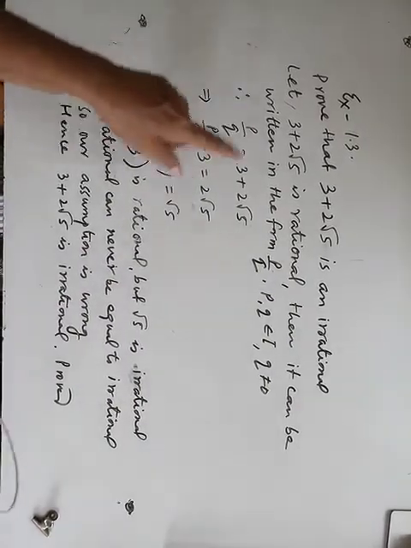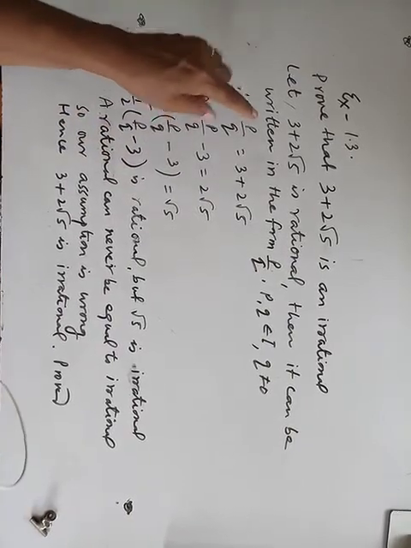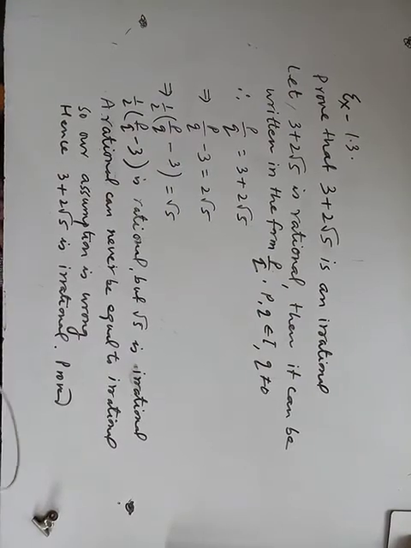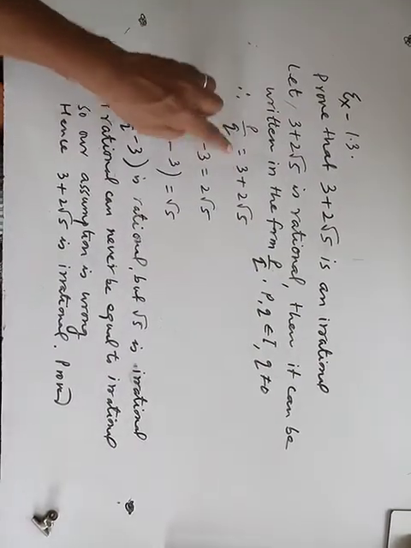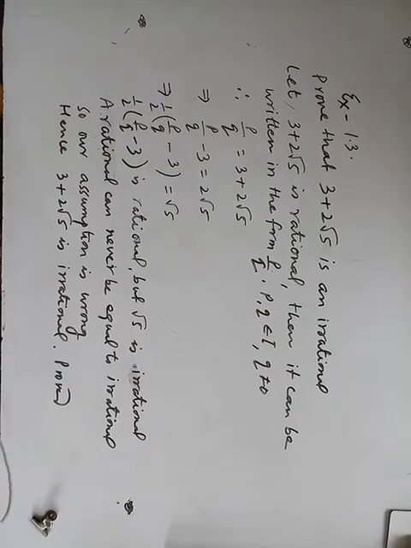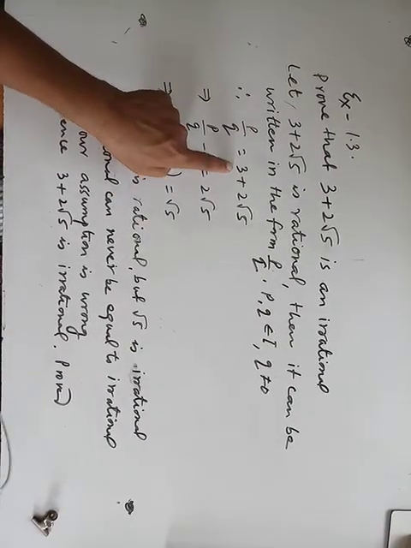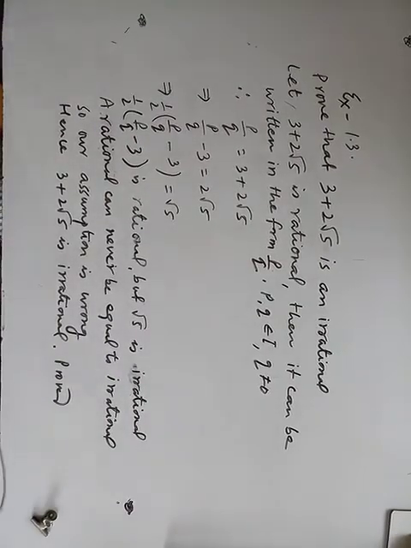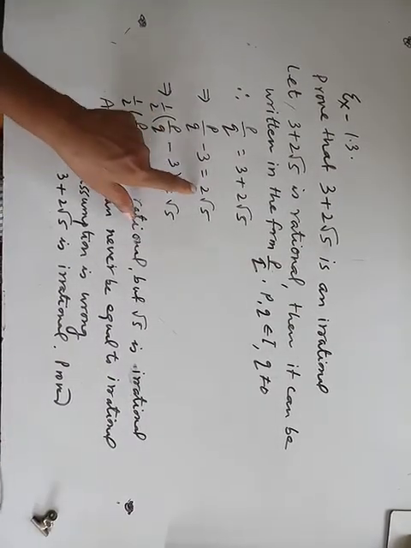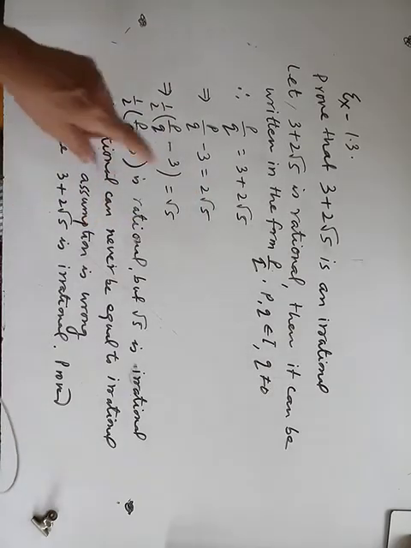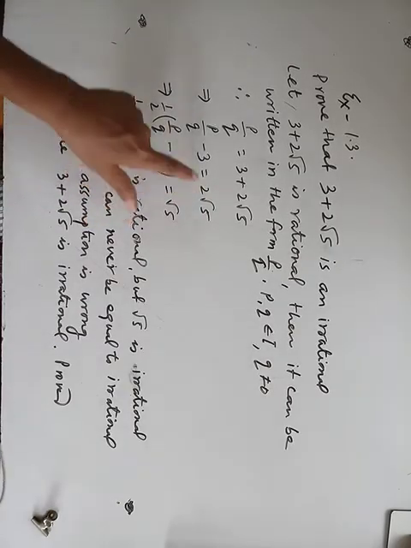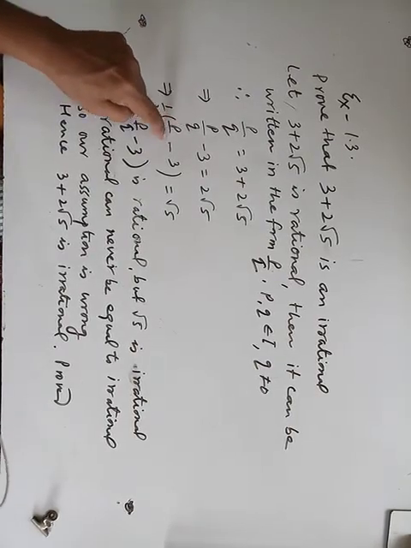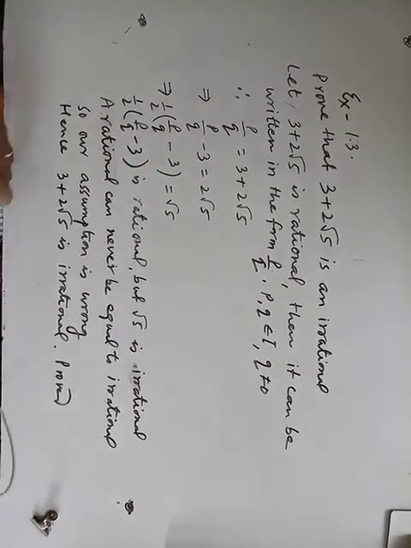Now if it is rational, then we can write it in the form p by q. Any rational number can be written in the form p by q. So p by q is equal to 3 plus 2 root 5. Transposing 3 to the left hand side, p by q minus 3 is equal to 2 root 5. Transposing 2 as well, 1 by 2 in the bracket p by q minus 3 is equal to root 5.